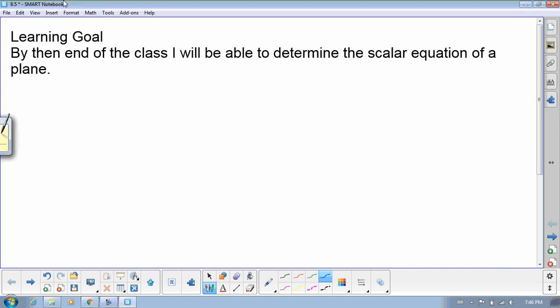Okay, so our learning goal today is to take what we learned with the vector and parametric equations of a plane and to determine the scalar equation of a plane. As you recall, when we did the lines in 3D, I had said that we can't have a scalar equation of a line in 3D because a 3D scalar equation will always represent a plane. And you'll be able to recognize it because there's a z component. And if there's no z component, then it should be stated somewhere.